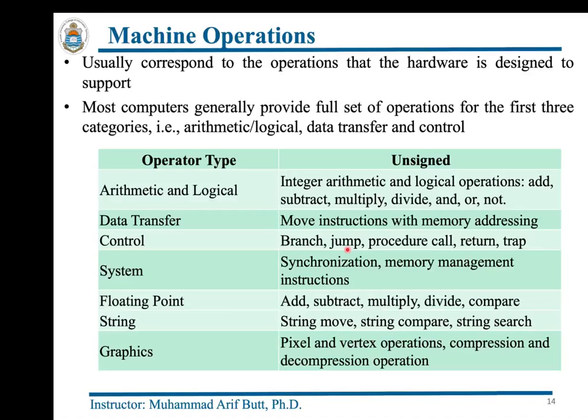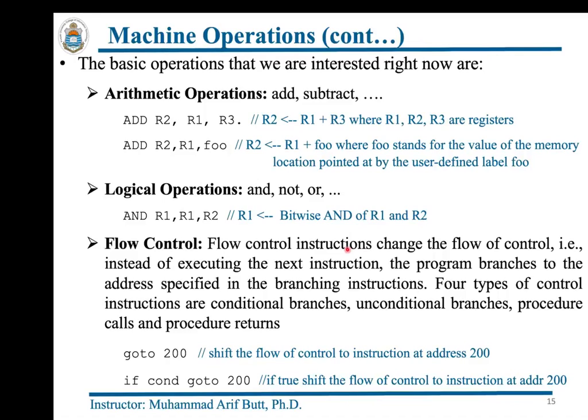And let me give a simplistic view of these three on this next slide. By arithmetic operation, we may mean add, subtract, multiply, or divide. For example, this is a 3 operand add instruction which says that add the contents of register R1 and R3 and place them in register R2. Similarly, this instruction says add the contents of register R1 and the memory location pointed to by this pointer foo in this register R2.